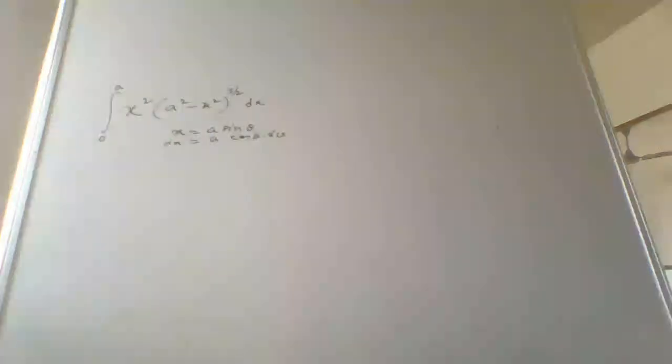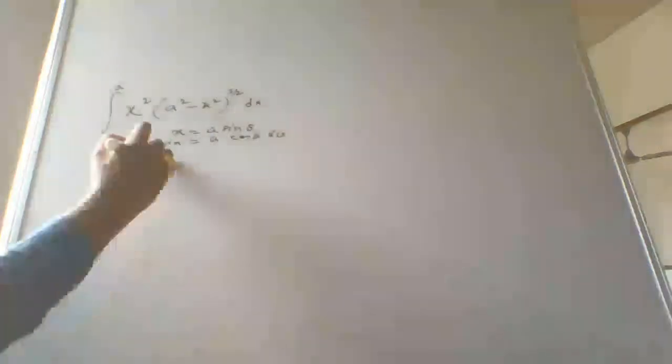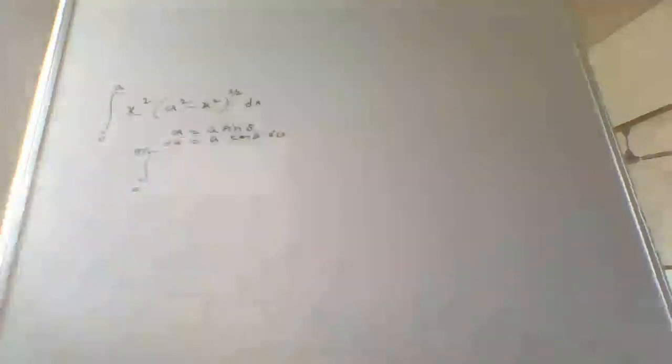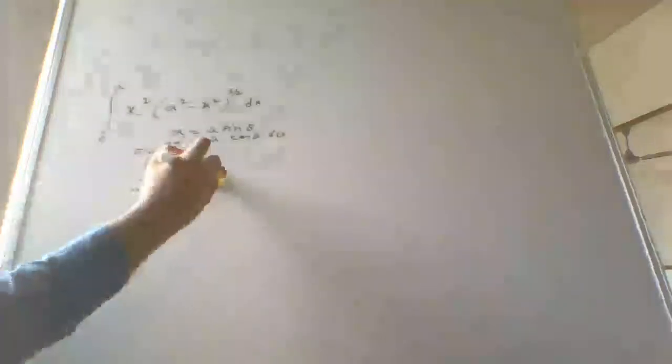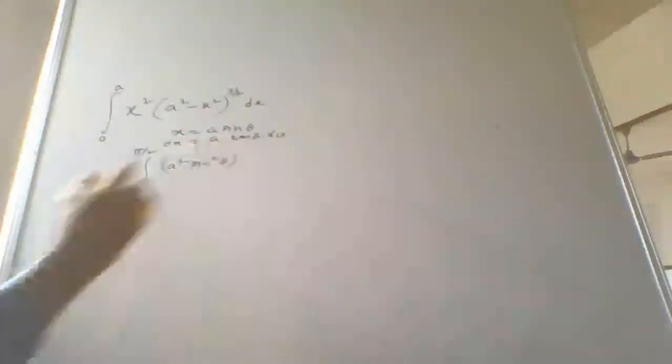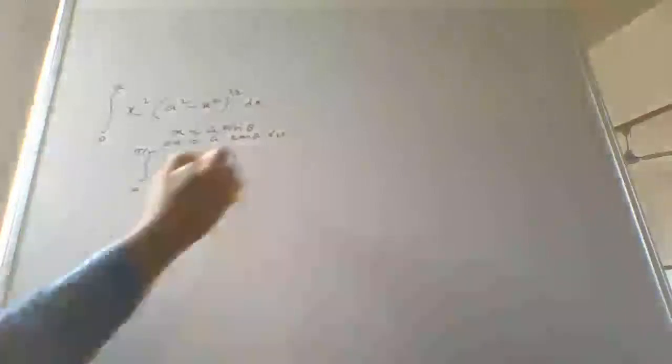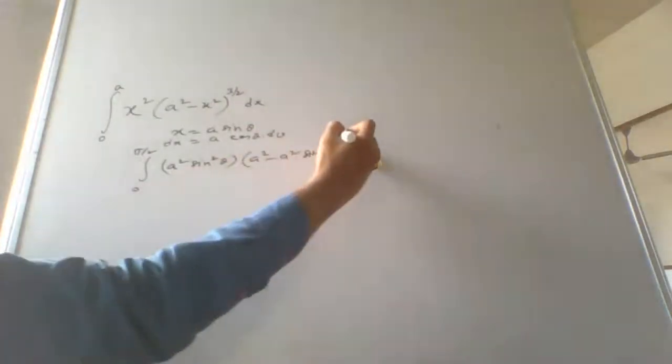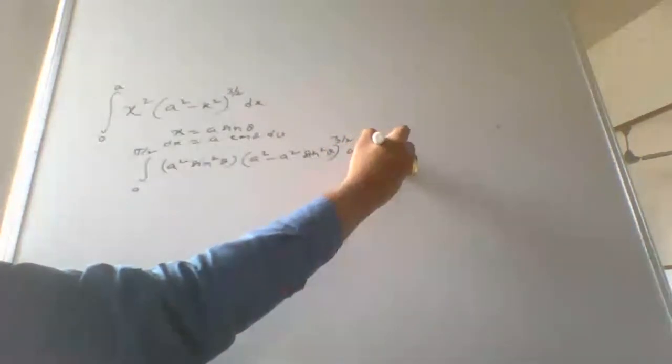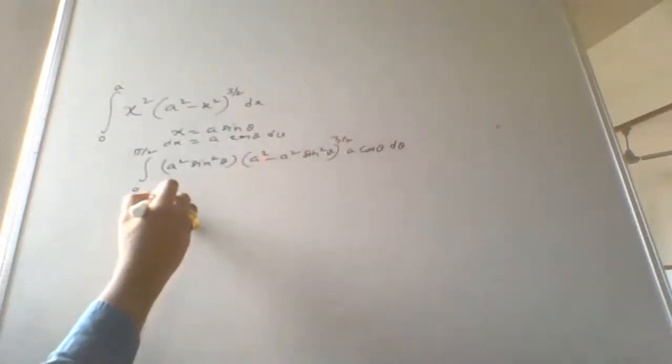Okay, let us integrate this. So this is with limits 0 to pi by 2. Which is a square sine square theta, multiplied by a square minus a square sine square theta to the power of 3 by 2, and dx is a cos theta d theta.